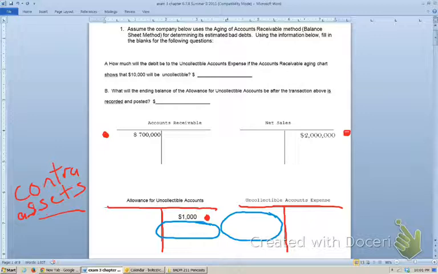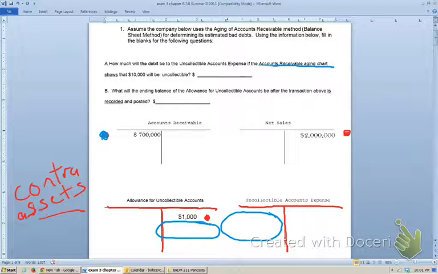So in this calculation, they indicate that they used an accounts receivable aging chart. That's a new idea for many. It is a chart showing all of the accounts receivable, and it lists how old they are. So some people haven't paid their bills in a long time. Some people are maybe 30 days or less out. So this accounts receivable aging chart will take this $700,000 and show how old it is.